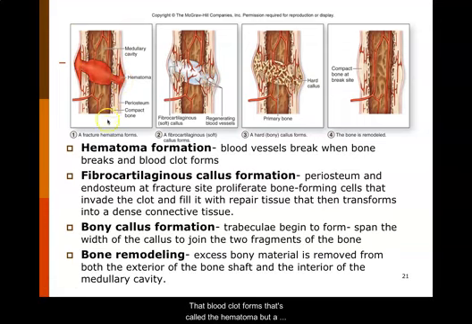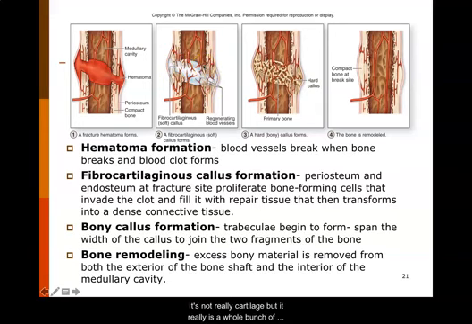That blood clot forms, that's called the hematoma, but a blood clot is not very strong. So very, very quickly, the bone will begin to start to lay down as much collagen as it possibly can. Fibroblasts that are located in the periosteum and in the endosteum go quickly to work and they start to lay down collagen. Now, all that collagen is going to form something called a fibrocartilaginous callus.